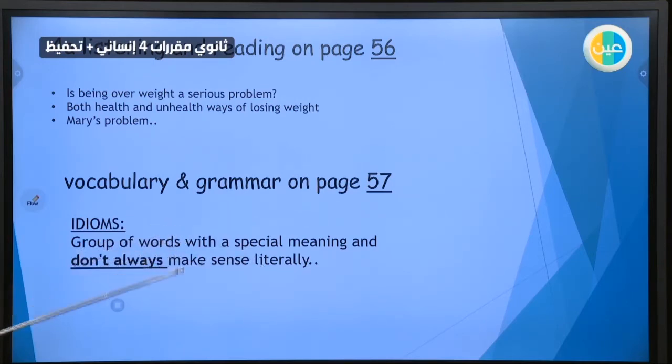It doesn't mean a piece of cake literally. When I say my exam was a piece of cake, it means that my exam was easy.